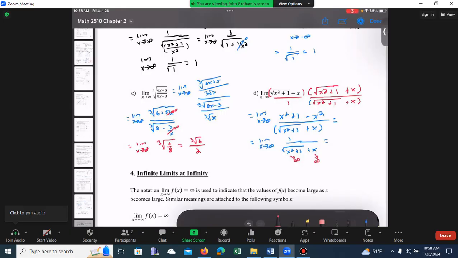One term goes faster. The x goes faster than the square root of x squared plus 1, maybe slightly faster. We're not really concerned about how fast this is going to infinity, just the fact that it's going to infinity. This goes to 1 over infinity, which goes to 0. So the limit as x goes to infinity of the square root of x squared plus 1 minus x goes to 0.